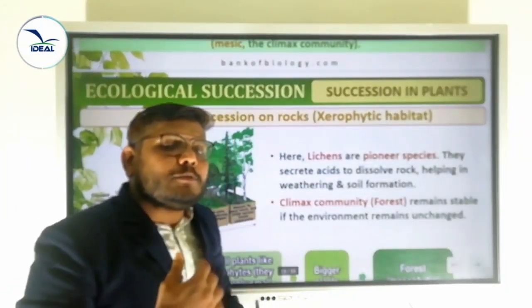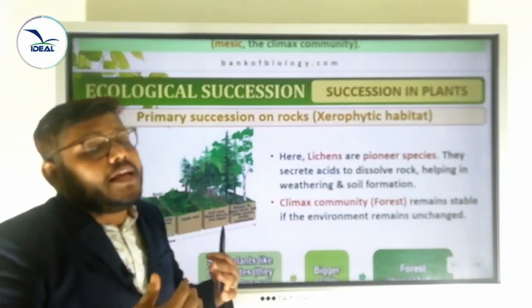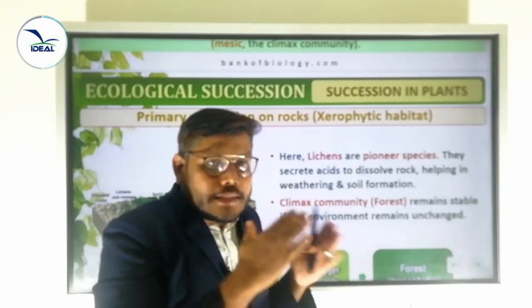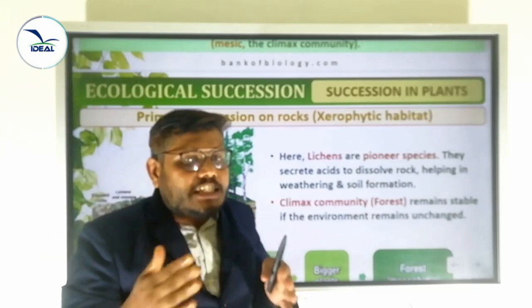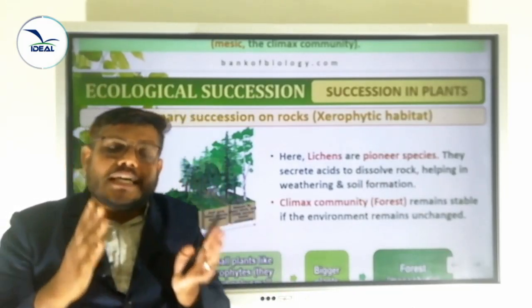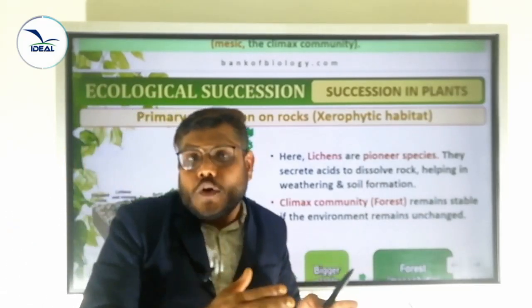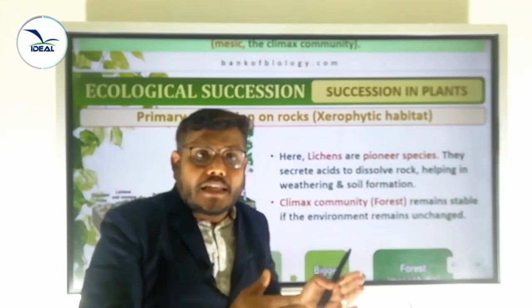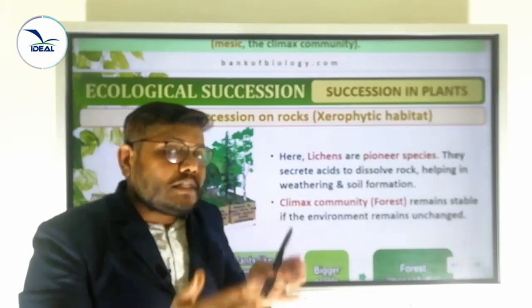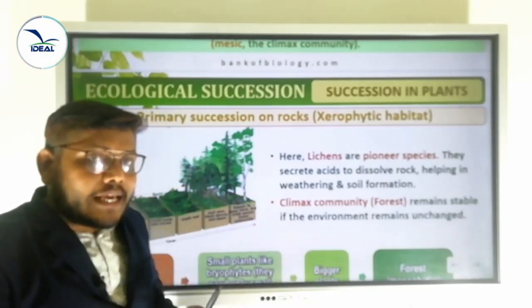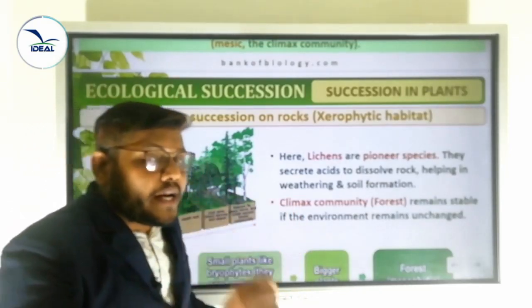If the succession takes place on bare rock or a dry area, that is called xerarch succession. In this case, lichens are the pioneer species. What is a pioneer species? The species that invades a bare area. The first species that grows in that bare area is lichen, so lichens are the pioneer species.